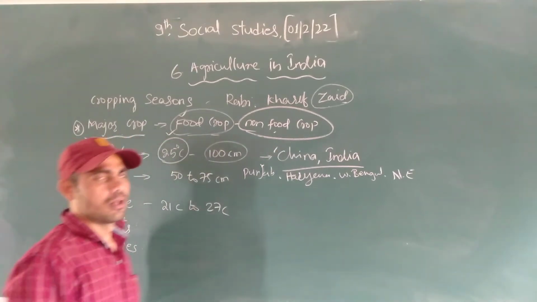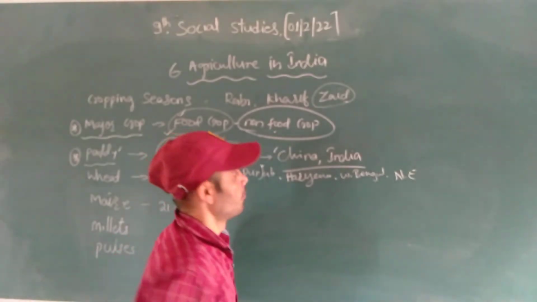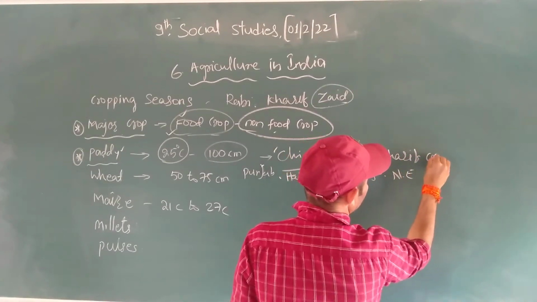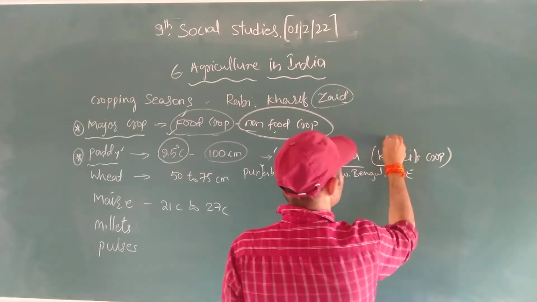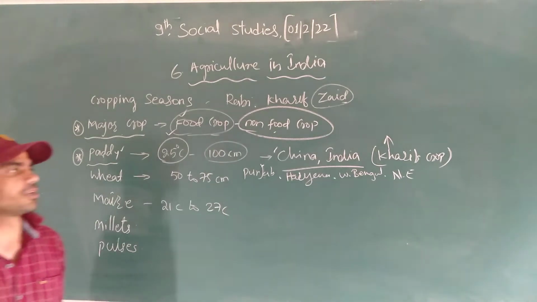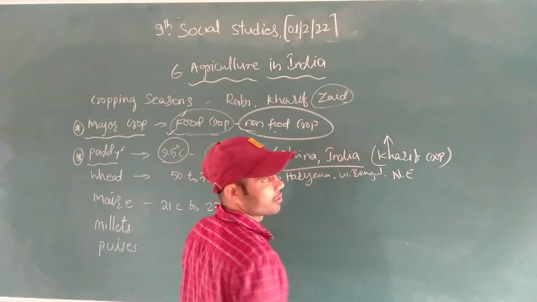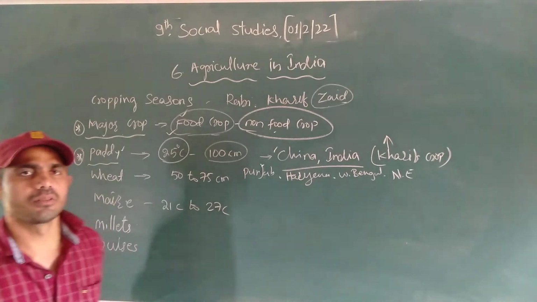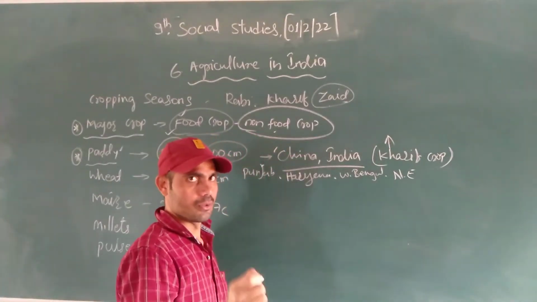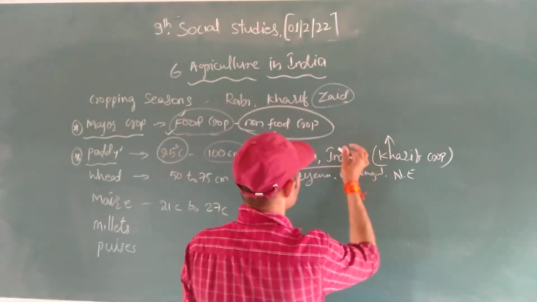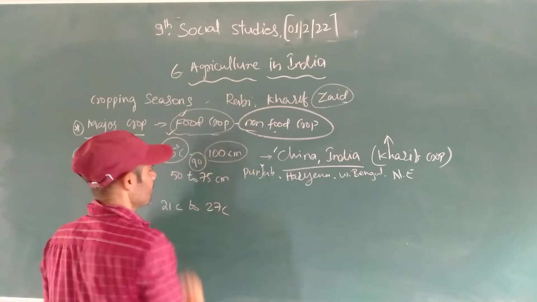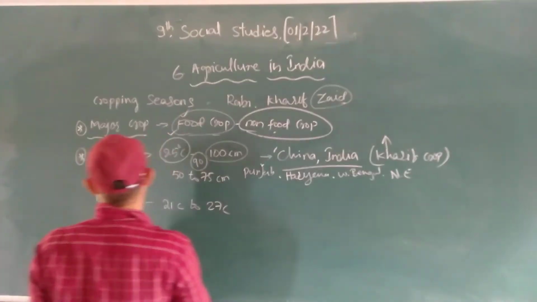And paddy is a kharif crop, right? Kharif crop means it depends on rainfall. When it comes to the monsoon season, it is a kharif crop. Especially from June, July to September, October, in this season we can grow paddy. It is a 90 days crop.